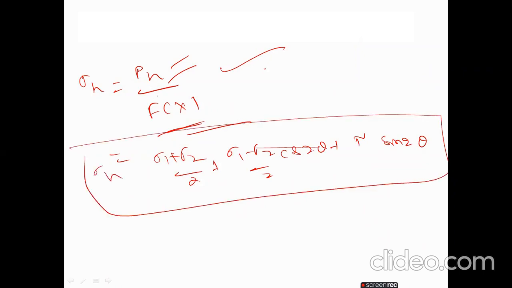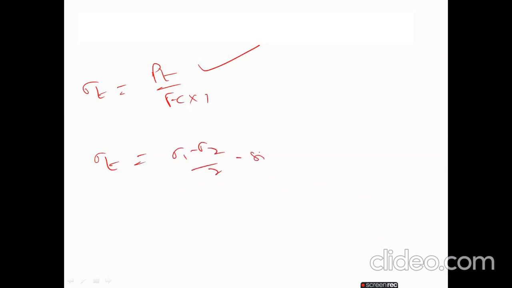Please substitute into this formula. You will get this one finally. Please do this one at home. Same like that, sigma t, that is Pt by Fc into 1. We know Pt value. Once I substitute, I will get the answer this one. Please do homework this one.